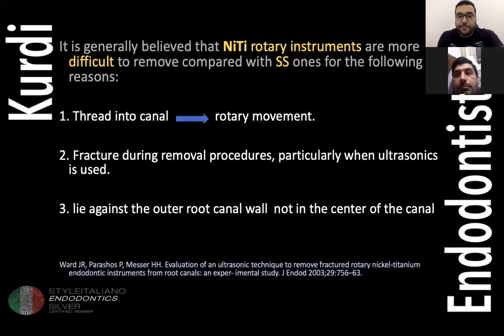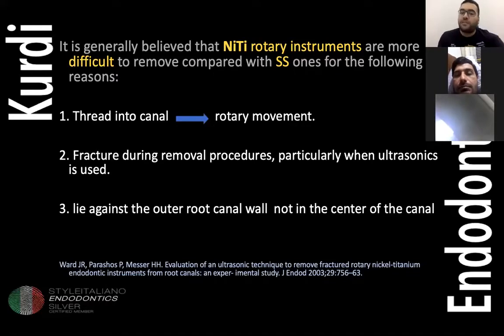It's generally believed that nickel titanium files are more difficult to deal with than stainless steel, even in retrieval or even in bypassing. As we mentioned, we have some factors, like the threads because of the rotation motion. Also in retrieval, we have this kind of secondary fracture because nickel titanium responds differently to ultrasonic energy than stainless steel files because they are weak.